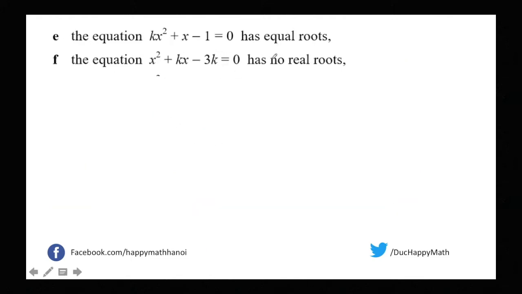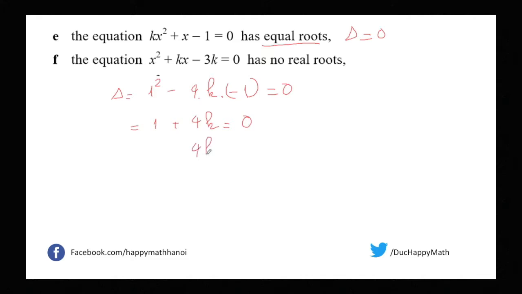Question E. Equal roots means delta equal to 0. So delta equals 1 squared minus 4ac, which gives 1 plus 4k equal to 0, so 4k equals -1 and k equals -1 over 4. This is the answer to question E. That's quite easy, huh?